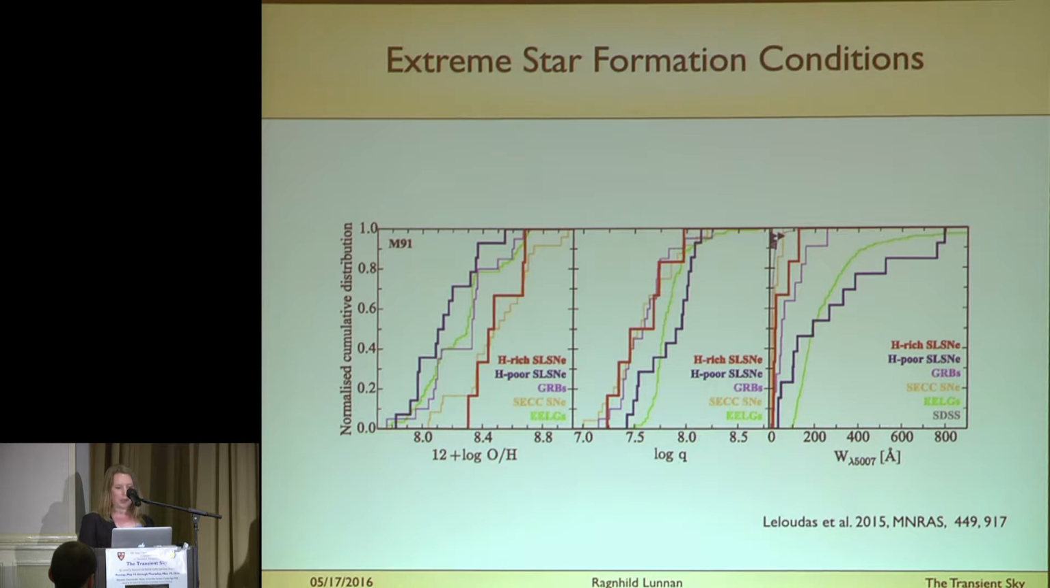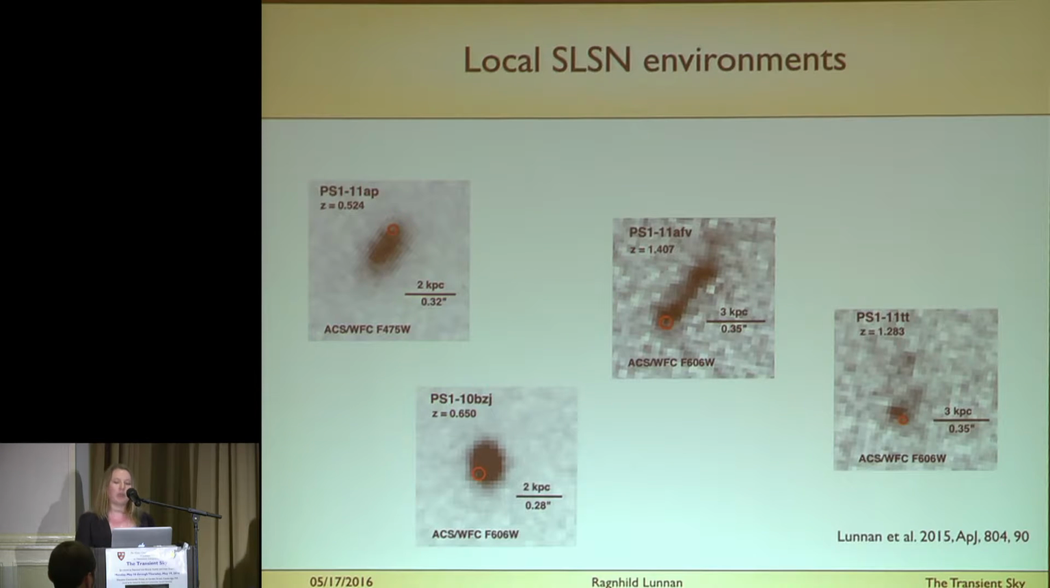Now, if this was true, you would also expect a local preference for highly star-forming regions. So if we look at resolved data with HST, of which we have a small sample, we can look at where inside their galaxies these superluminous supernovae explode. Are they actually consistent with the most highly star-forming regions? I'm showing you some examples from the sample. They're not as pretty as HST data usually is, because these are really tiny dwarf galaxies.